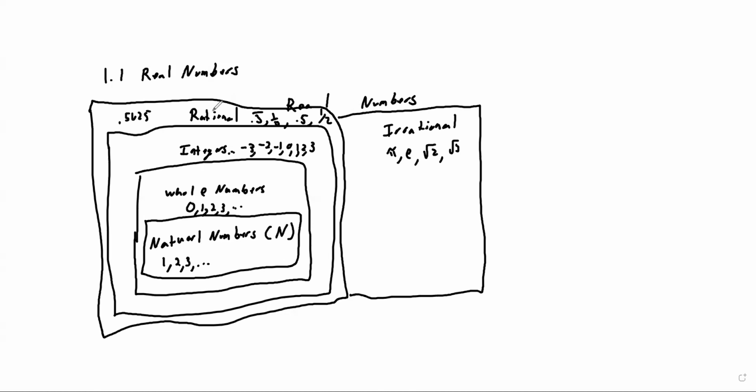So notice if it's a natural, it's also considered to be a whole, integer, and rational. But if it's irrational, it's only irrational. And then all of the rational and irrational are considered to be real numbers. Imaginary numbers do exist, and that's a discussion for a different day.